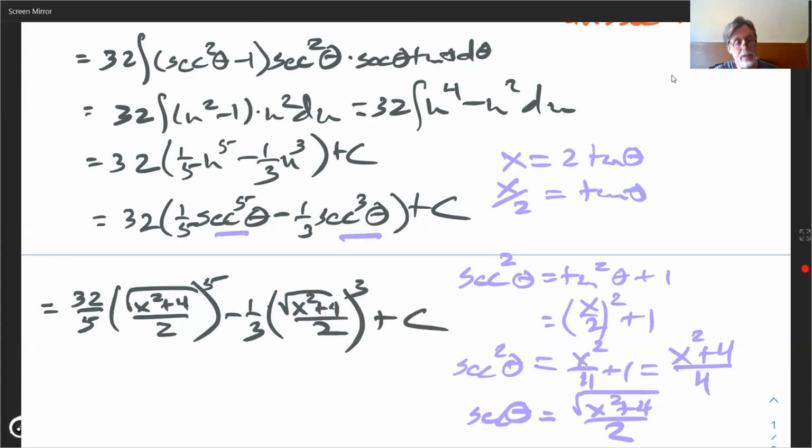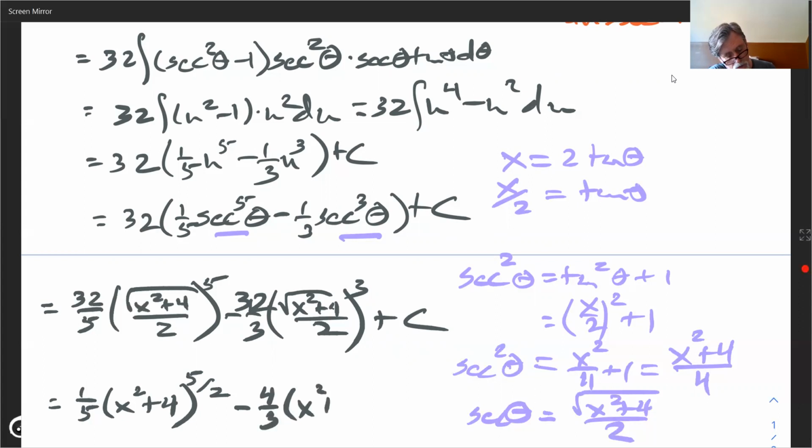And if you clean this up, you get the same answer that's upstairs. I didn't point that out to you, but the answer looks something like this. So that's 2 to the 5th. That's 32. You get 1/5, and then you get x squared plus 4 to the 5 halves, right? And then minus, and the numbers work out to be, oh, there's a 32 here too. I forgot him. Distribute that guy. So he's 8, so he's 4/3. And then x squared plus 4 to the 3/2 power plus c.